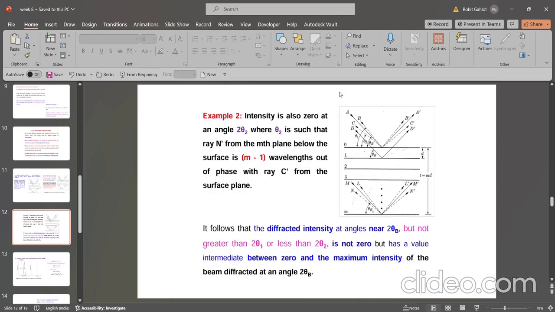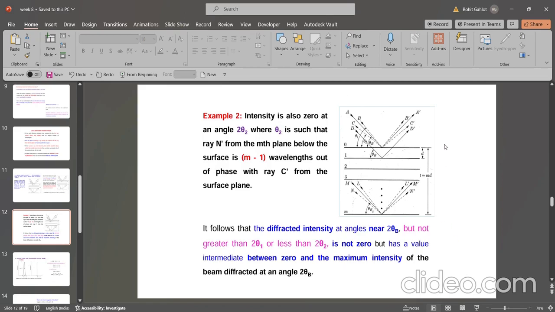Now let's take another example. The intensity is also 0 at an angle 2 theta 2, where theta 2 is such that the ray from the mth plane below the surface is m minus 1 wavelengths out of phase with ray C dash from the surface plane. So it follows that the diffracted intensity at angles near 2 theta B, but not greater than 2 theta 1 or less than 2 theta 2, is not 0 but has a value intermediate between 0 and the maximum intensity of the beam diffracted at angle 2 theta B.